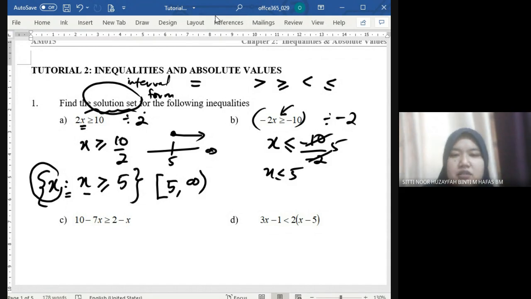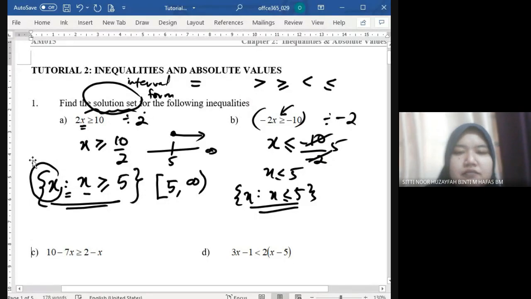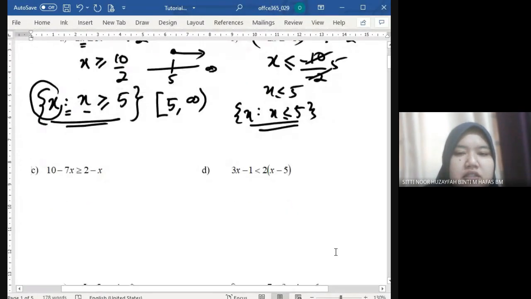Okay, so for question B, X is less than or equal to 5. So we get a set of X such that X is less than or equal to 5. This is the answer in solution set form. Okay. So for question C.